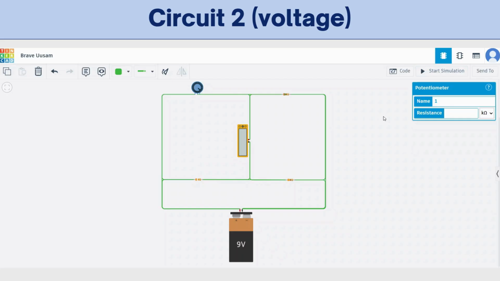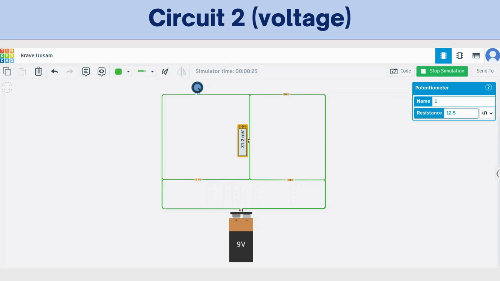This is circuit 2. For every scale, I increase the potentiometer resistance by 2.5 kilo ohm. Now I'll start the simulation to get the voltage. For 2.5 kilo ohm, I got 434 millivolt. For 5 kilo ohm, I got 187 millivolt. For 7.5 kilo ohm, I got 101 millivolt. For 10 kilo ohm, I got 57.5 millivolt.